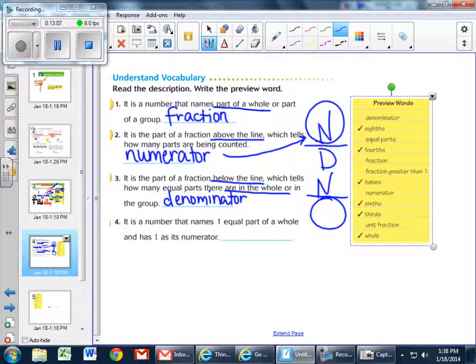And this one is a new one. Number 4. It is a number that names one equal part of a whole and has 1 as its numerator. I hadn't heard about this until I previewed this chapter. So it's like the page we just did before, and that's what they're calling the unit fraction. So there is a definitely new term for us that we have not worked with before.